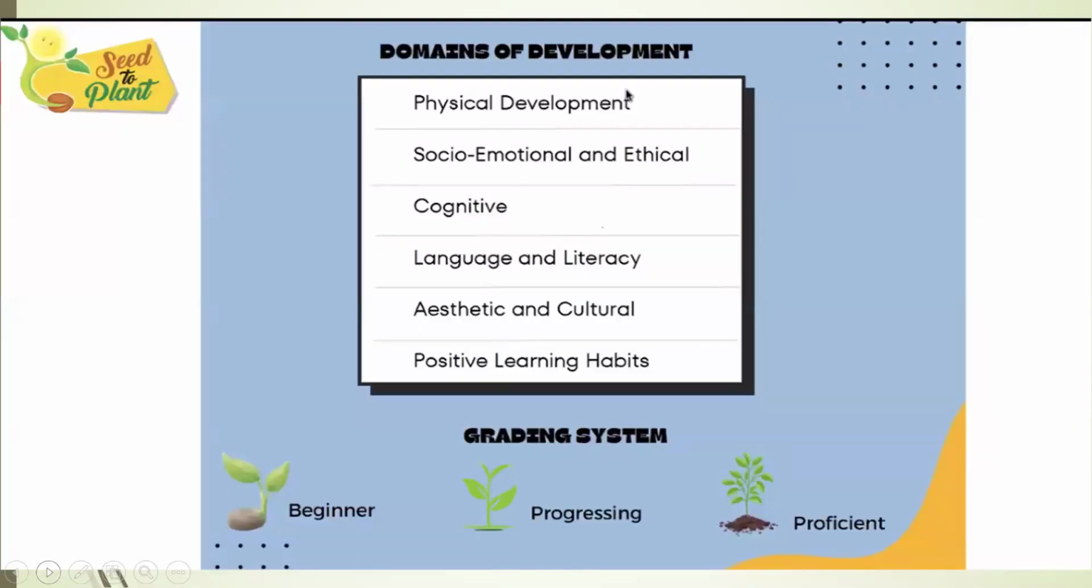So these are the domains of development included in the holistic progress card. First one is physical development. Second is socio-emotional and ethical, cognitive, language and literacy, aesthetic and cultural, positive and learning habits. So 7 domains of development are included in the holistic progress card. Grading system: beginner, progressive, proficient. Beginner means needs improvement. Progressive means can improve. Proficient means a proficient student, good, very good student.